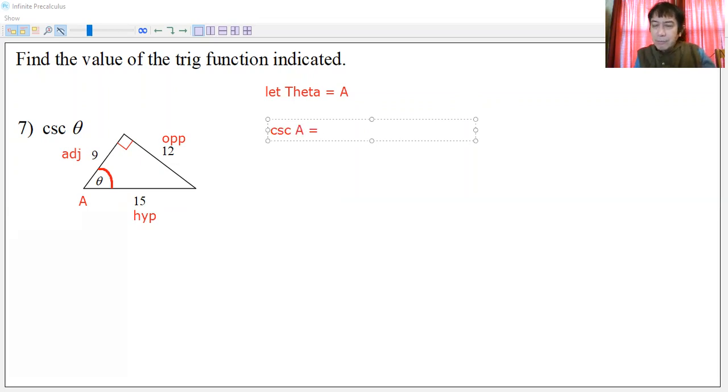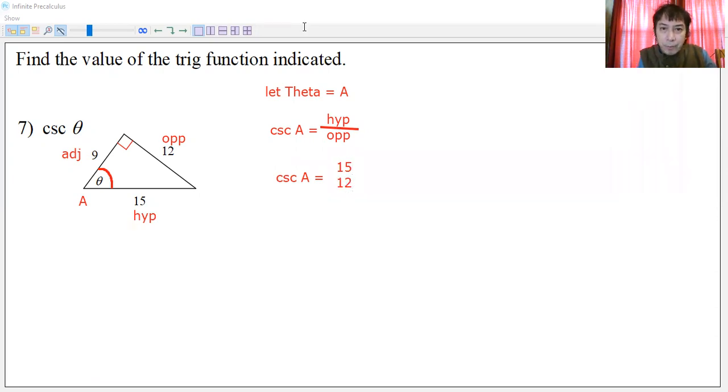The definition of cosecant will not change. It will be hypotenuse divided by the opposite side. So this will be our basis. Hypotenuse over opposite. And so cosecant of angle A is equal to hypotenuse, that should be 15, divided by 12. So this will be written 15 divided by 12.